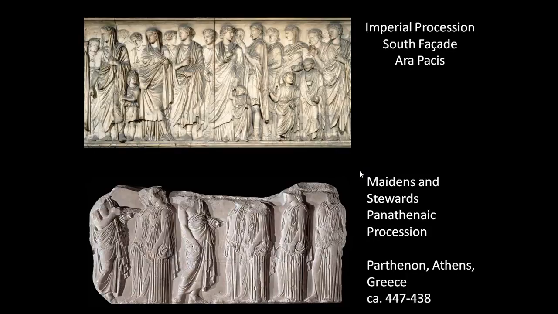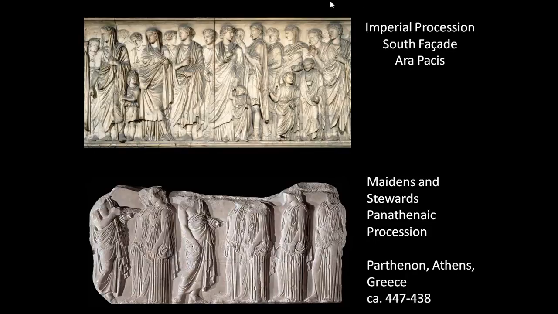Now here's a political image, this image up here at the top, the Imperial Procession. This is a procession that actually happened. It was a procession that consisted of Augustus, his family, and high-ranking nobles in Rome, who made this very official procession to commemorate the start of the creation of the Ara Pacis. So this is a real image.